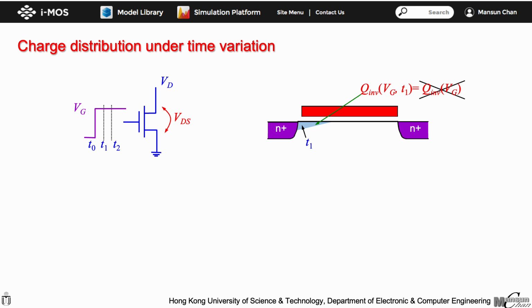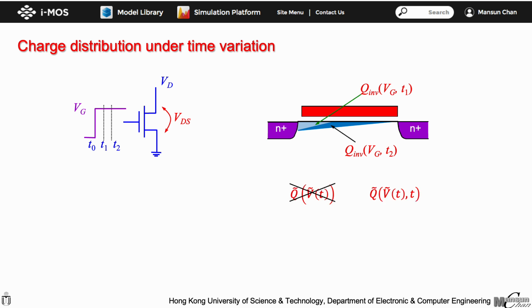The quasi-static assumption that assumes the channel charge will reach equilibrium at T1 will not hold. Even when the gate voltage stops changing, as in T1 and T2, the amount of charge in the channel will still vary as the charge is trying to reach equilibrium. So even though the gate voltages are the same at T1 and T2, the amount of channel charge is different. The terminal charges, therefore, are not only dependent on the terminal voltages at a given time, but also a direct function of time under fast ramping. The quasi-static approximation no longer holds.